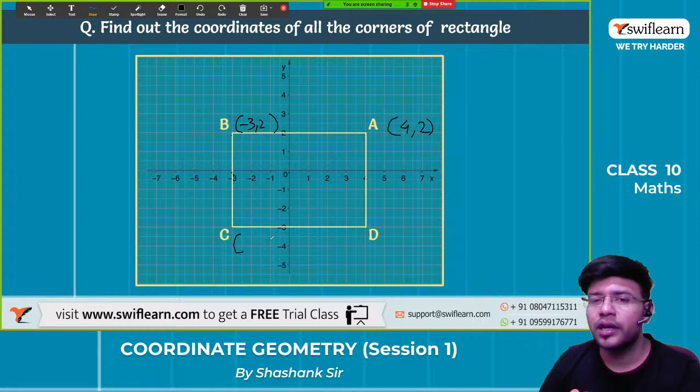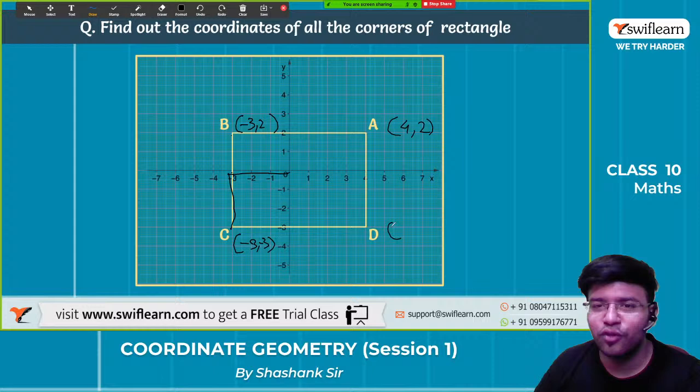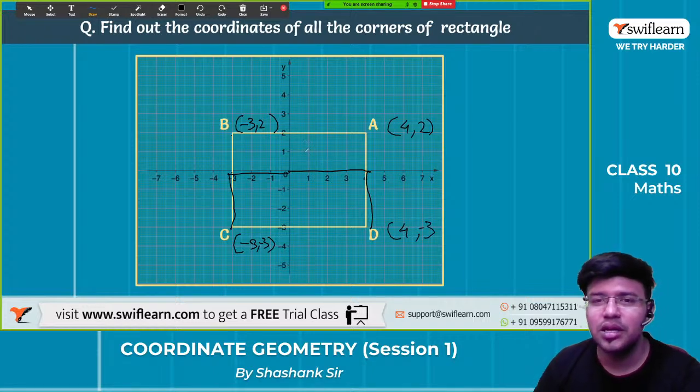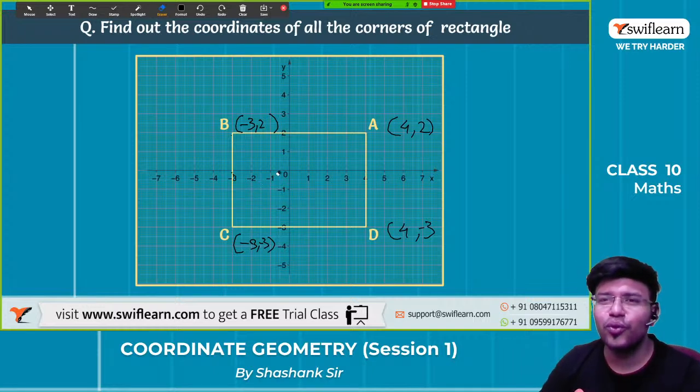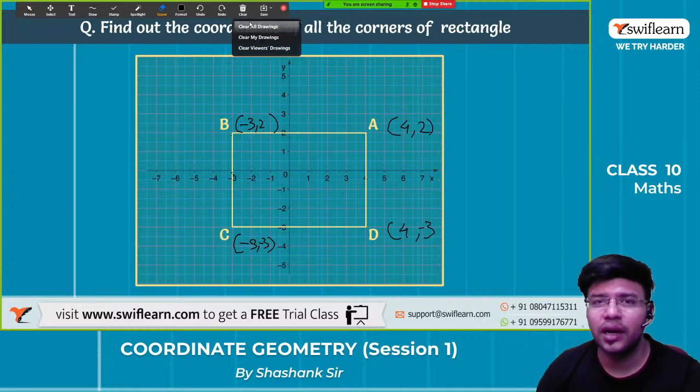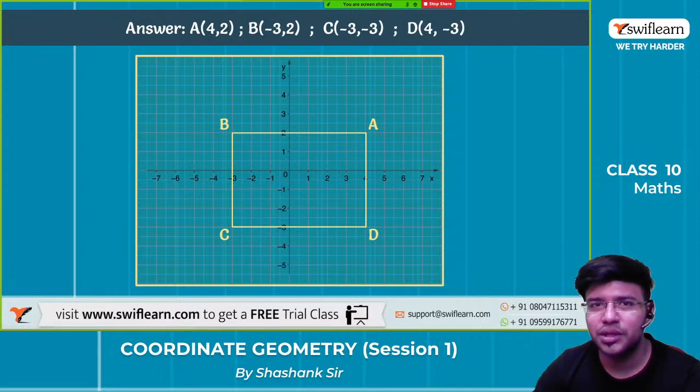What about coordinate C? X coordinate is minus 3, y coordinate is also minus 3. So minus 3 comma minus 3 is the coordinate of point C. And the last one, D, is 4, minus 3. So 4 comma minus 3 is the coordinate of point D. So these 4 are the coordinates of the rectangle. Yes. Let us proceed to the next question.